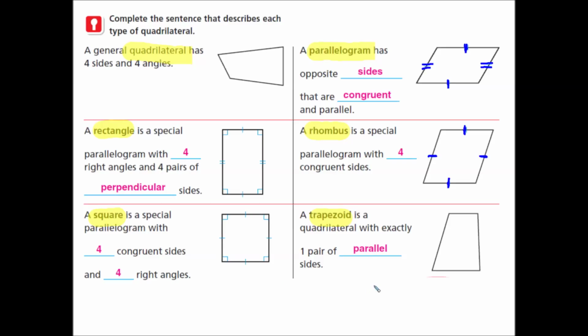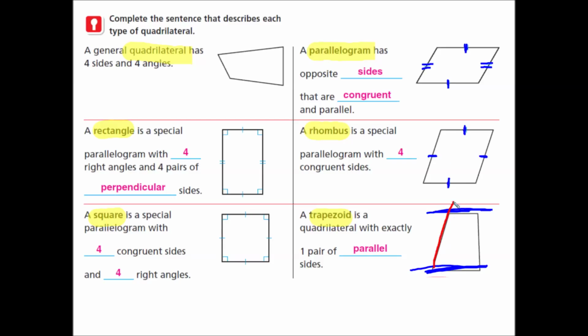A trapezoid does not fall under any of these categories except quadrilateral and trapezoid. It is not a parallelogram because a trapezoid has only two sides that are parallel, only one pair of parallel sides. The parallelogram has two sets of parallel sides. Trapezoid has one.